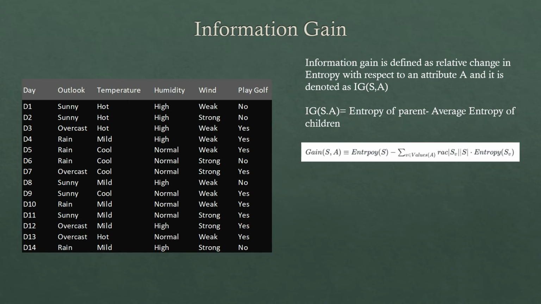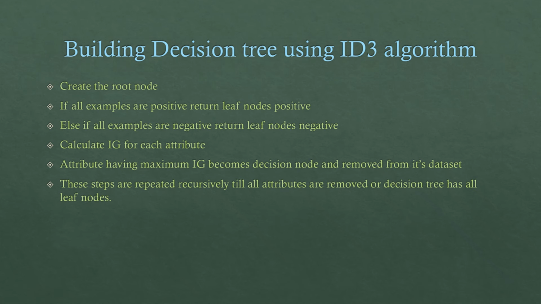In this way, entropy is always defined for the entire dataset, but information gain is defined for each attribute. For example, information gain for outlook will be denoted as IG(S, outlook), and for temperature it will be denoted as IG(S, temperature), and so on. Decision trees can be built using many algorithms, but the most common one is the ID3 algorithm that we will discuss here.